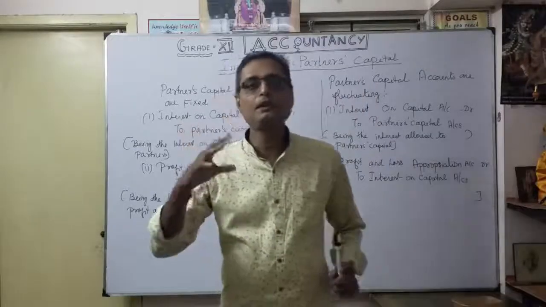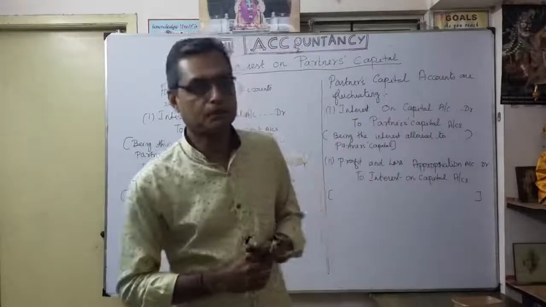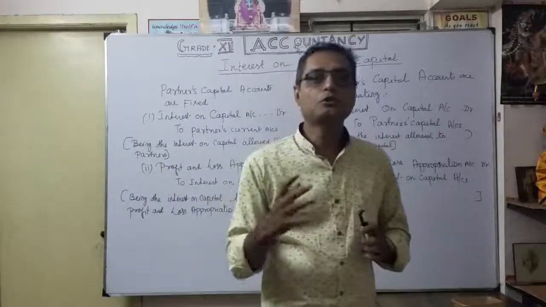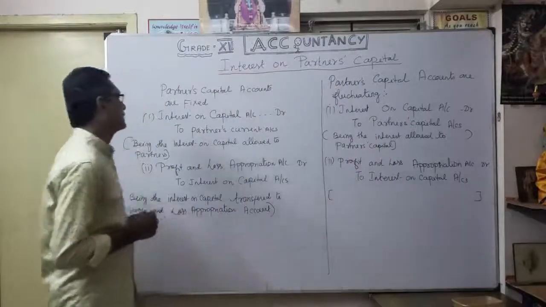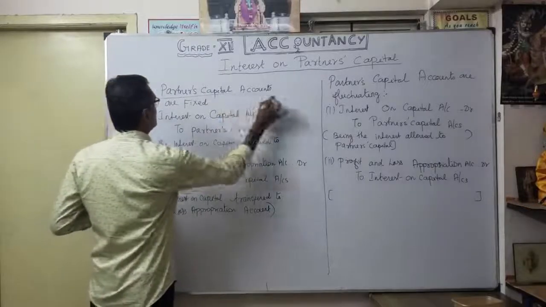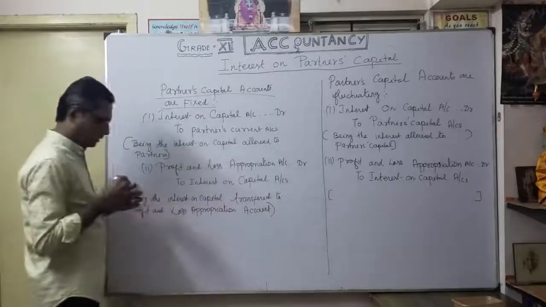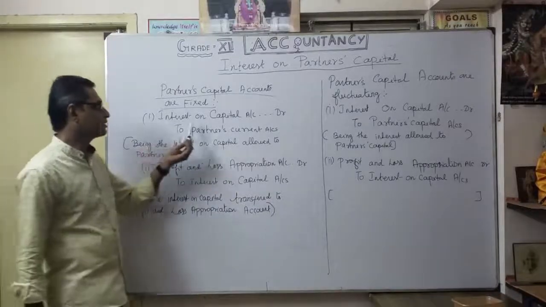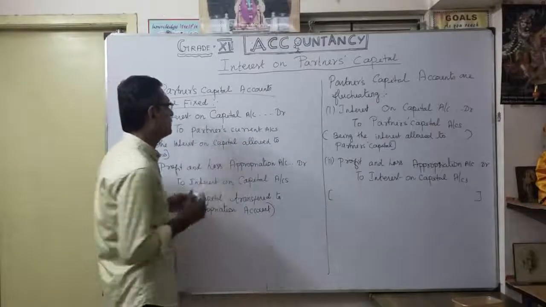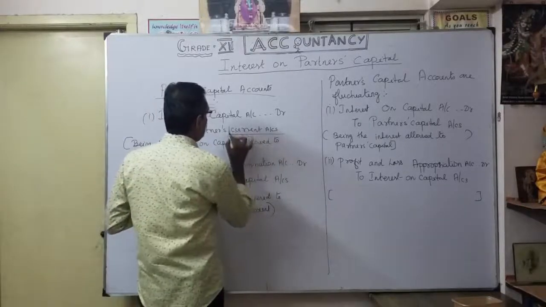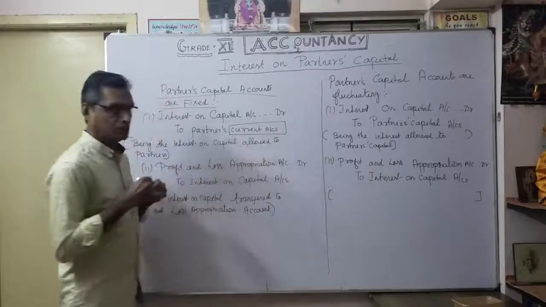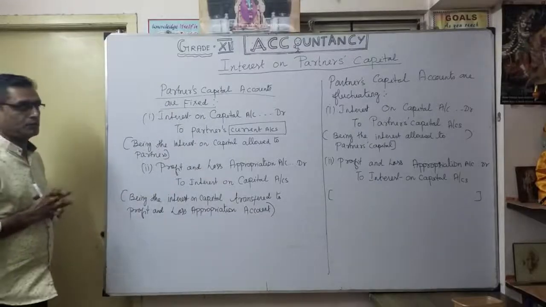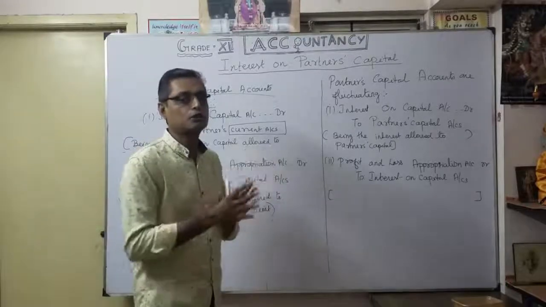So what type of capital does the firm follow, the fixed capital method or the fluctuating capital method? Accordingly, the interest on capital will go into the journal entries. Here, the journal entries for partners' capital accounts that are fixed. How will the journal entry be? Interest on capital account debit to partners' current account. I credit the partners' current account, not capital, because we follow fixed capital. Only the capital will show in the partners' capital account.